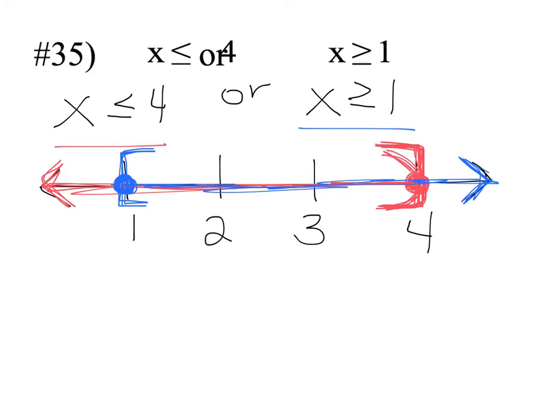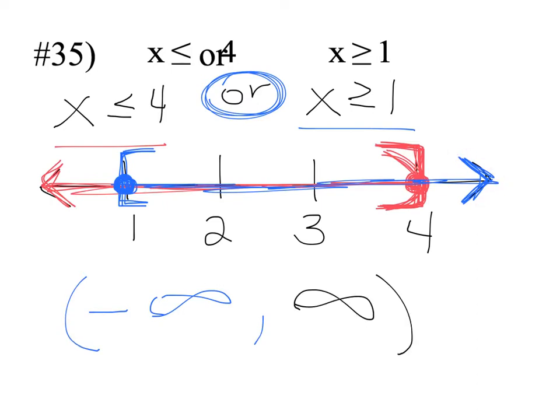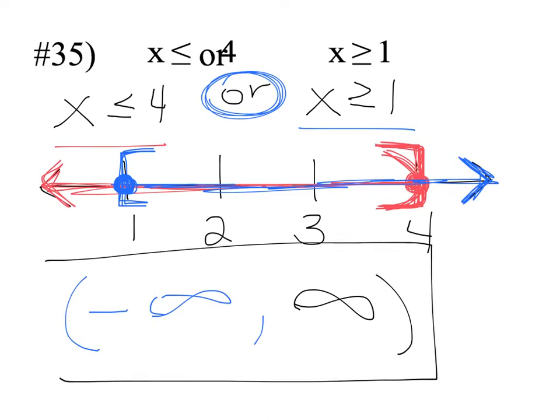Now remember, because it's or, we're just going to talk about everywhere the graph is. Well, the graph is everywhere to the left and everywhere to the right. If the graph is everywhere to the left, it's negative infinity, which is a parenthesis. If it's everywhere to the right, it's positive infinity, which is a parenthesis. So our answer is negative infinity to positive infinity. And apparently our answer is in half blue and half black.